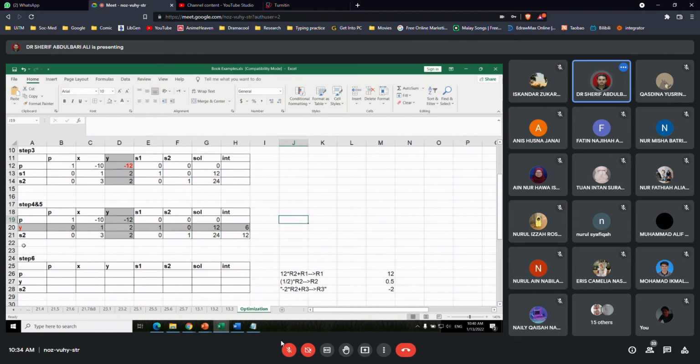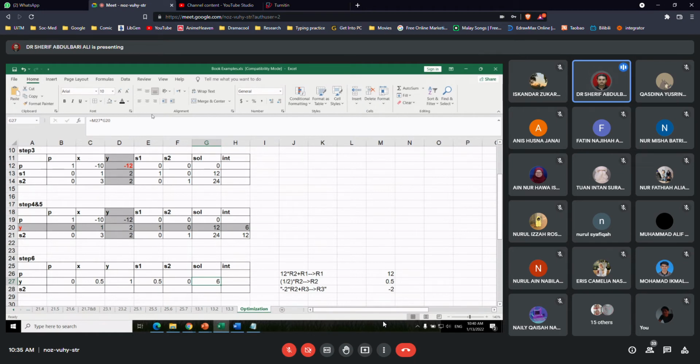So that means 0 over 2, the answer is equal to 0. 1 over 2, the answer will be 0.5. 2 over 2, the answer will be equal to 1. 1 over 2, it's 0.5. 0 over 2, the answer will be equal to 0. The solution 12 over 2, so the answer will be equal to 6.